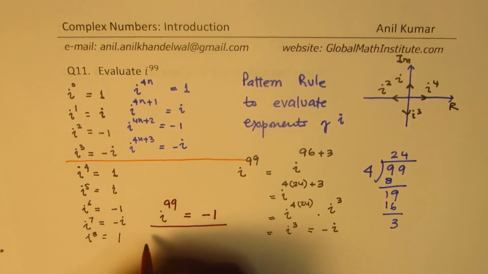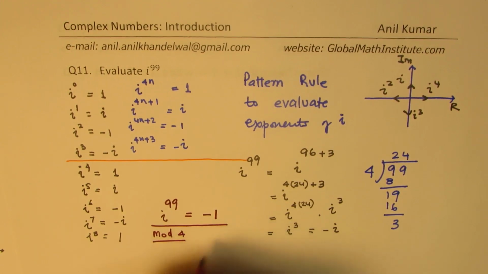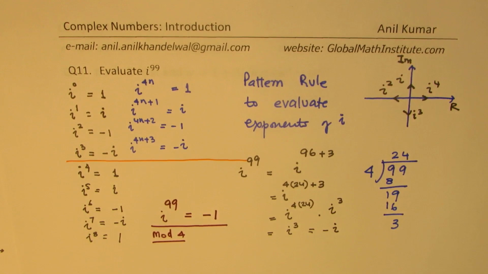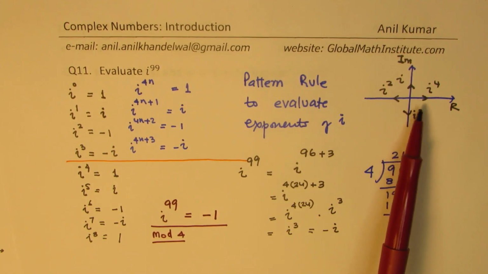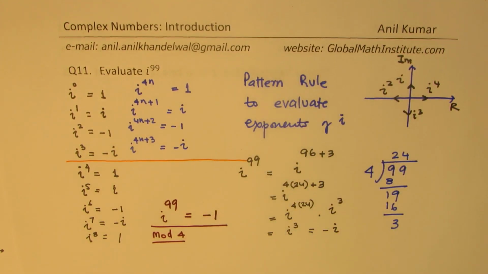So we use the function mod 4 also to evaluate these results. Perfect. I hope this concept is absolutely clear. And also we'll be using this particular concept that the value of i, when multiplied by itself, moves counterclockwise on a plane to give you the value. I hope that makes sense.